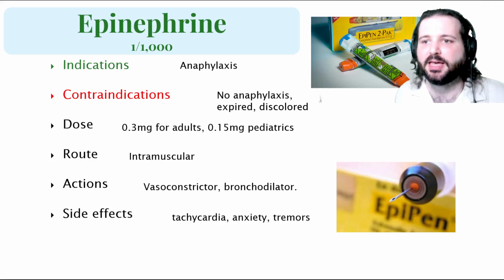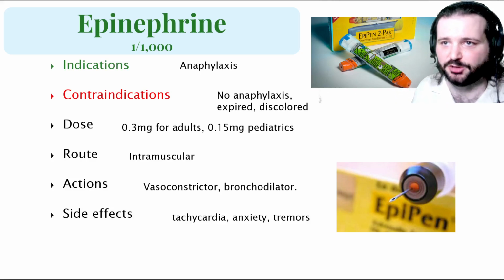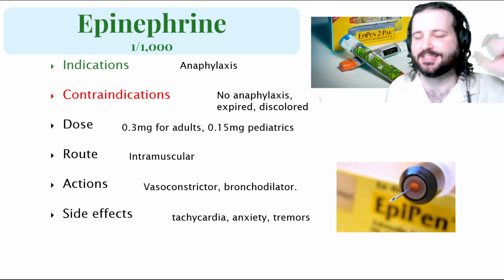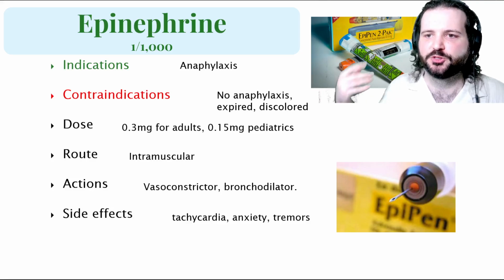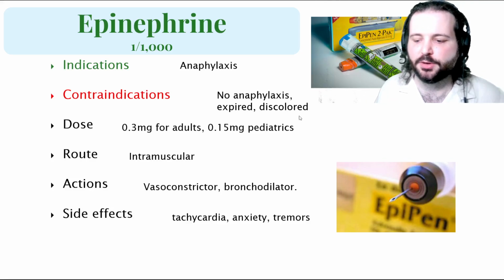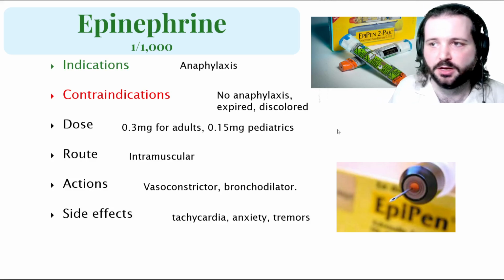So epi is what we call a hormone. Actually, it's naturally produced in our body. It's adrenaline, whereas Benadryl is a medication designed to help suppress some of those histamines that come up in these allergic reactions. Great questions, everybody.